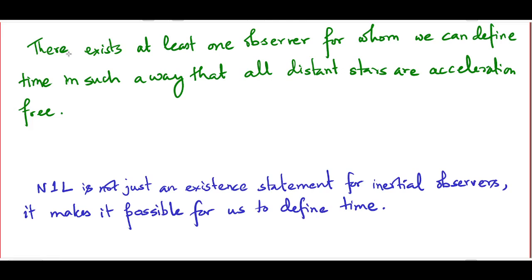This, let me stress once again, is not a matter of just defining time. Defining time would have ensured that the star that you are using to define time would be acceleration free. But there was no guarantee that other distant stars would also be acceleration free. That they are is the non-trivial statement which Newton's first law is making about the nature of the universe. So not just defining inertial observers, not even just the existence of inertial observers, Newton's first law goes to the very heart of the concept of time itself.